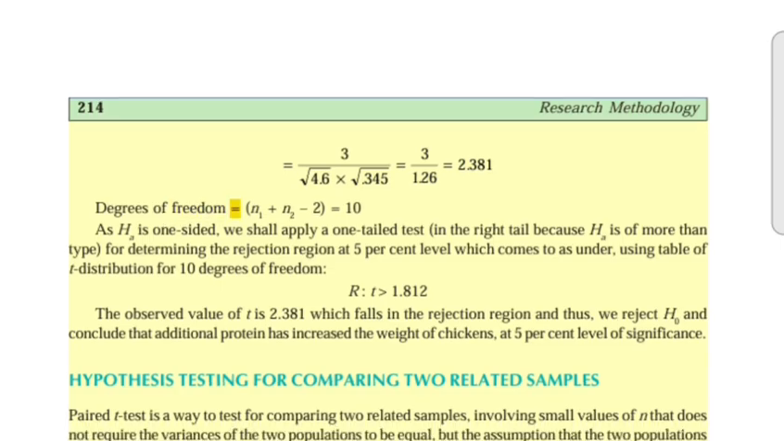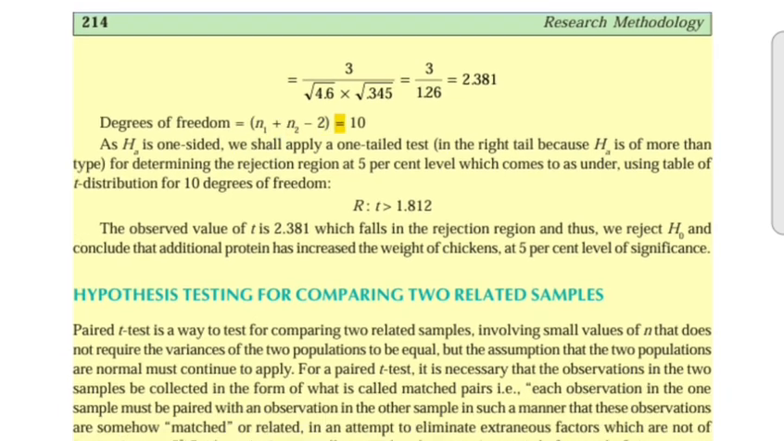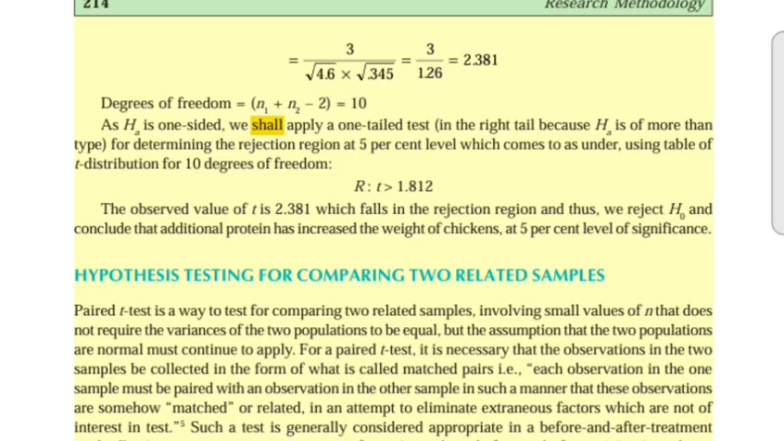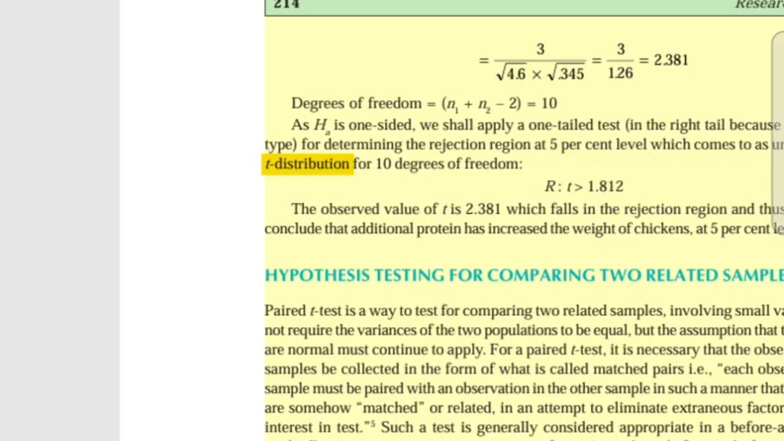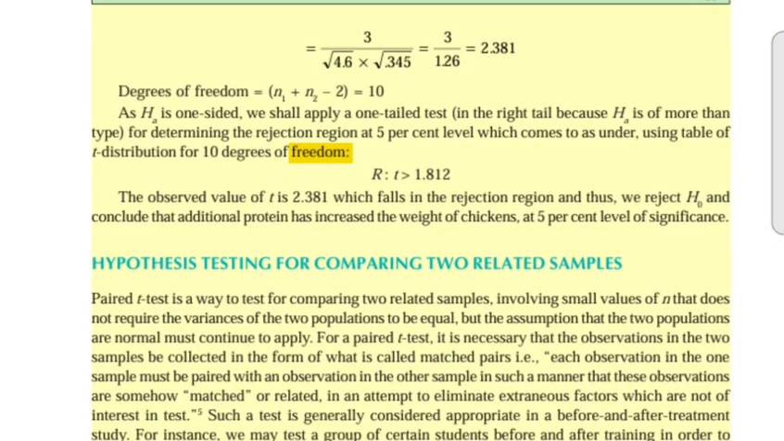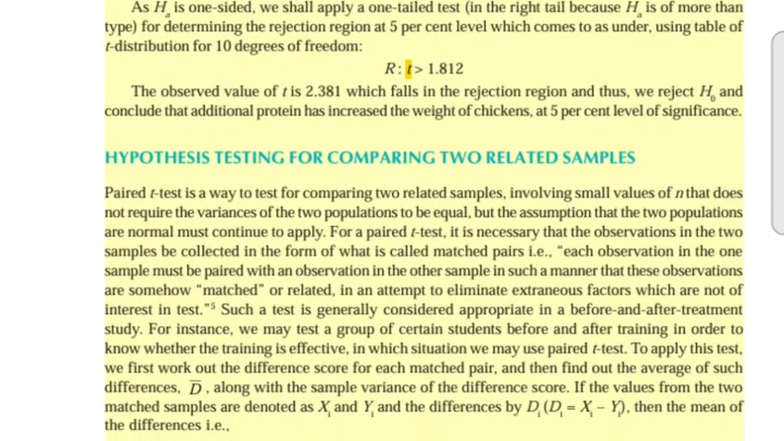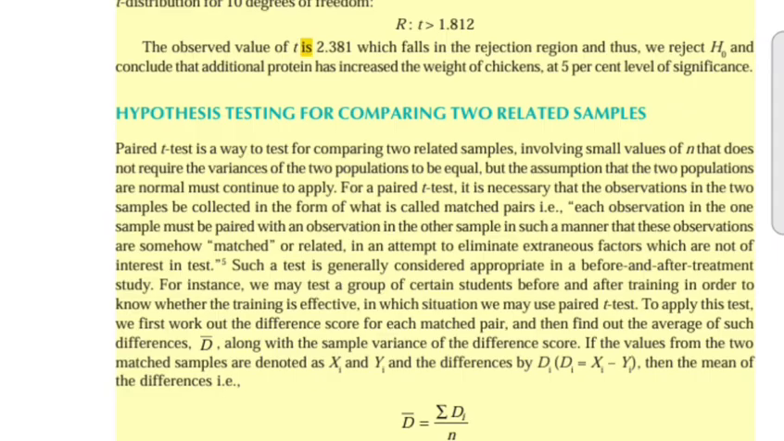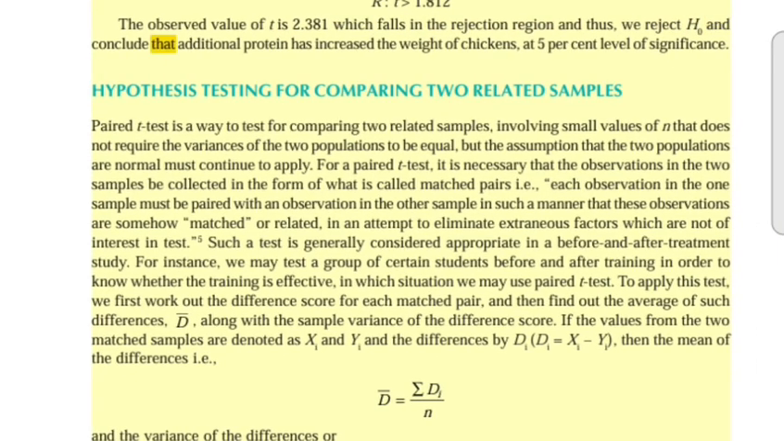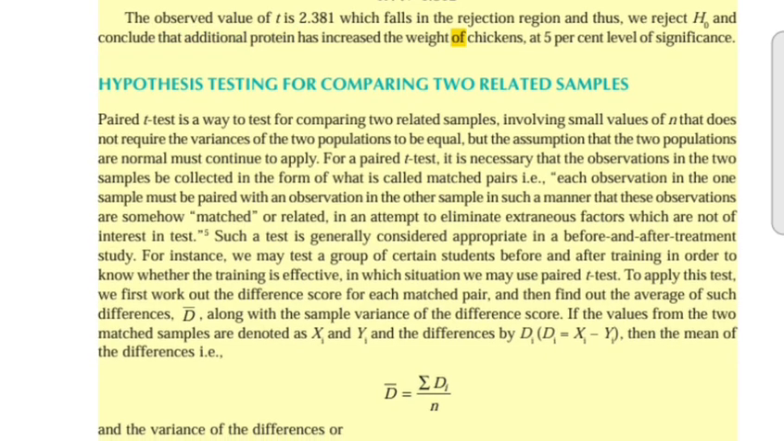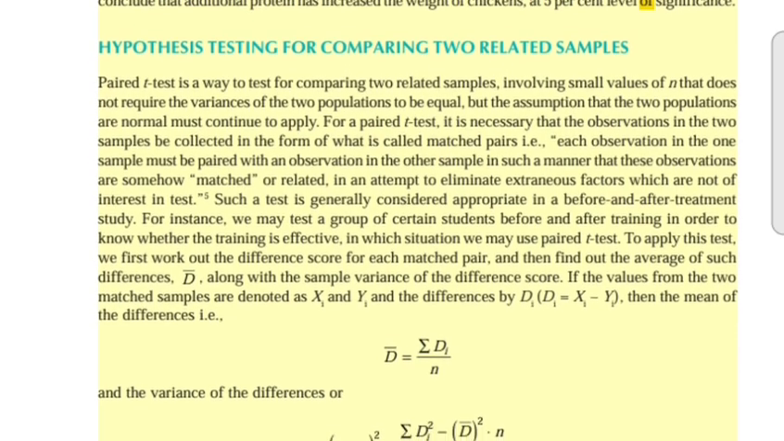Degrees of freedom equals n1 plus n2 minus 2, equals 10, as Ha is one-sided. We shall apply a one-tailed test in the right tail because Ha is of the more-than type. For determining the rejection region at 5% level, using the table of t distribution for 10 degrees of freedom, R: t greater than 1.812. The observed value of t is 2.381, which falls in the rejection region, and thus we reject H0 and conclude that additional protein has increased the weight of chickens at 5% level of significance.